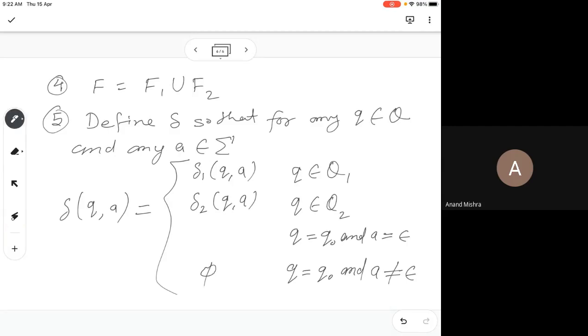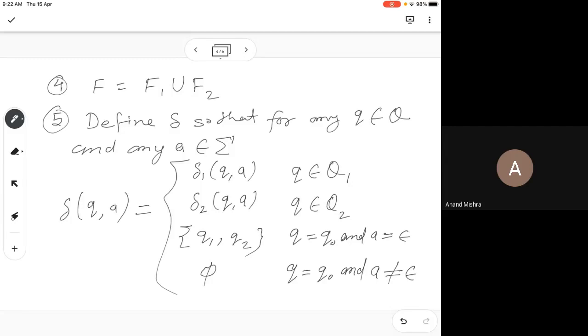So there is nothing invalid. It should go to null state. Undefined means it goes to null. But if it is Q naught and A is epsilon, then which state should it go to? What will be the thing here? Yeah, correct. So it should go to Q1, Q2. Any of these two states it goes. So that's all. We have defined this, and with NFA you have proved it, right?